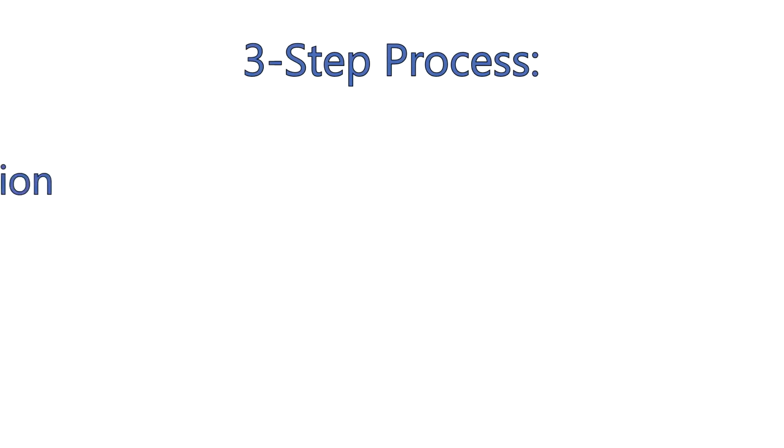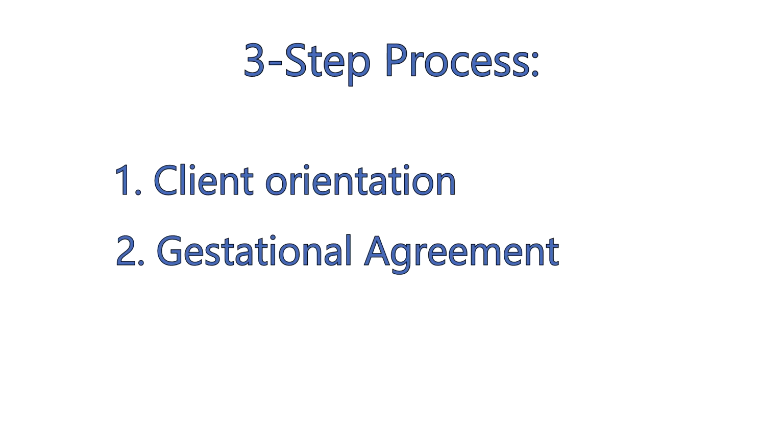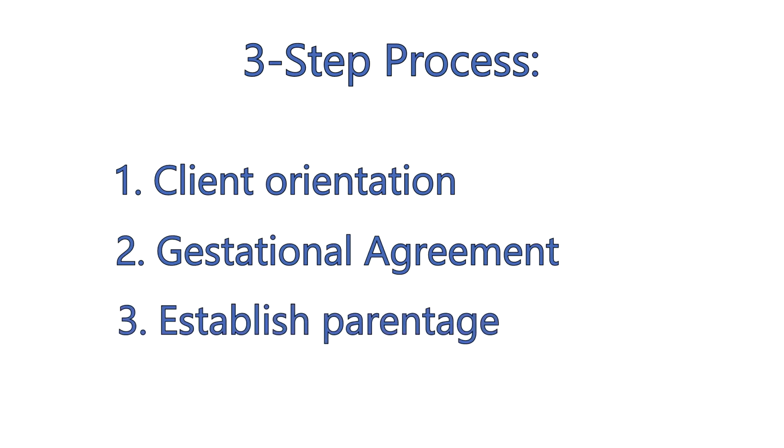So we like to say it's really a kind of a three-step process. We have an orientation process just to make sure everybody understands the way it works. We then are going to do a gestational agreement, which is going to provide for the parameters of the relationship between the intended parents and the gestational surrogate. And then there's a legal process, which is typically started after we have a pregnancy, which would establish formal parentage in the intended parents.